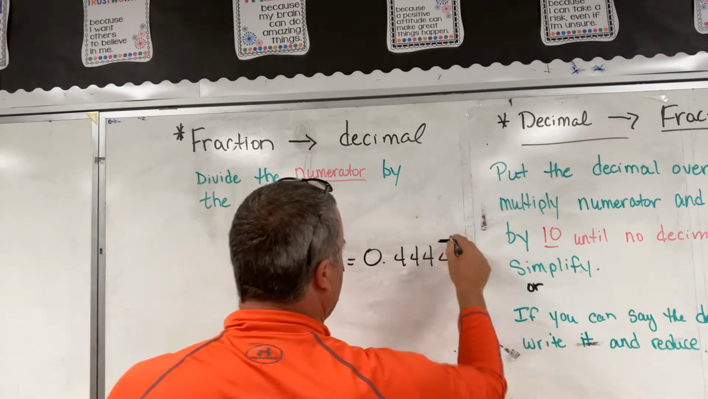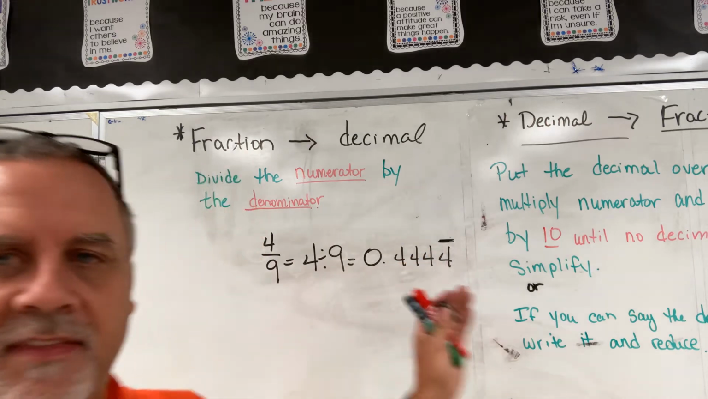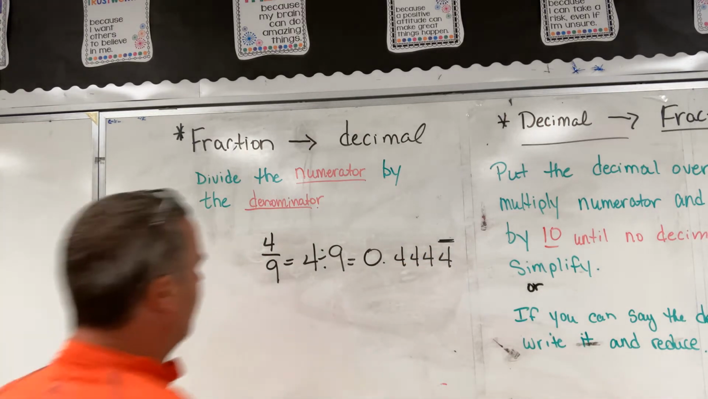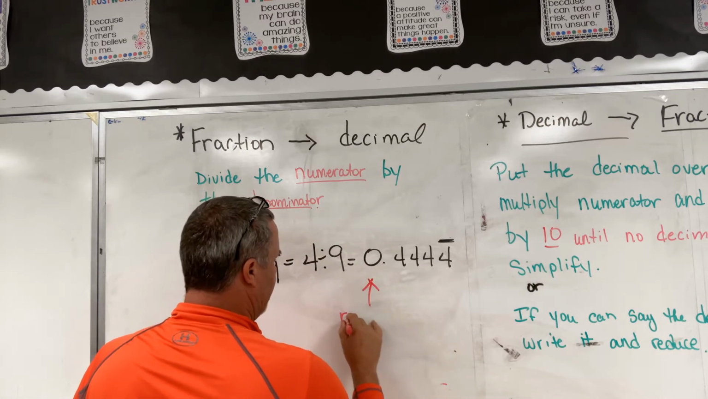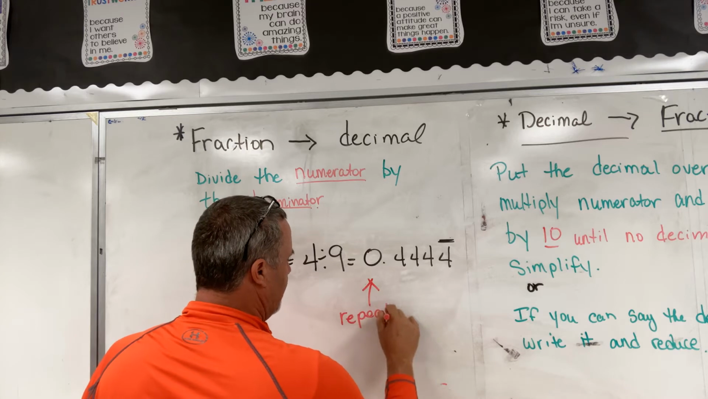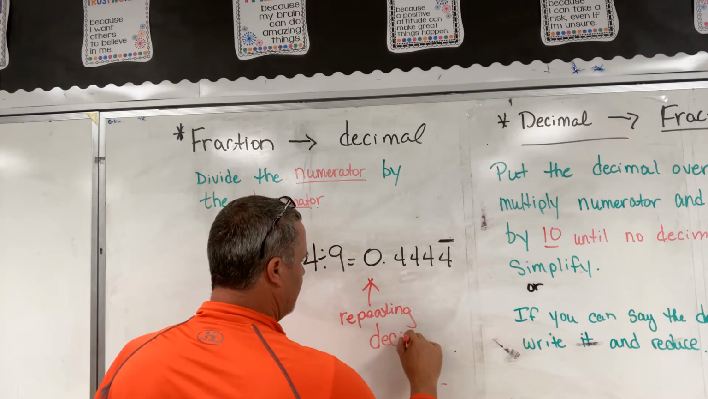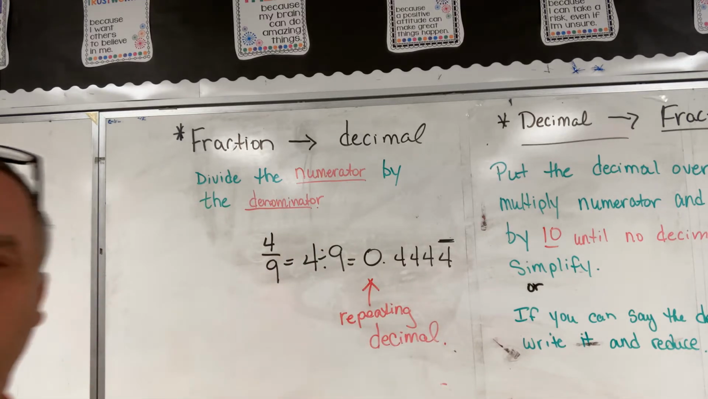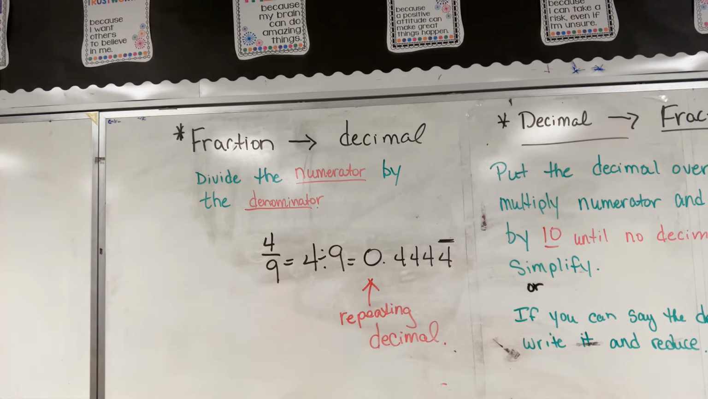It just keeps going on. So we can put a line over that to show that symbol, that line shows that the pattern repeats over and over and over. So we're going to call this a repeating decimal. All right, that's our examples for converting fractions to decimals.